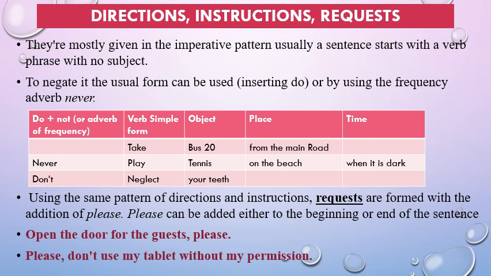Originally, the sentence is play tennis on the beach when it's dark. When you want to prevent somebody from playing tennis when it is dark and on the beach, you would say never play tennis on the beach when it is dark. And similarly, don't play tennis on the beach when it is dark, or you can say don't neglect your teeth in the other one. This is how we negate them.